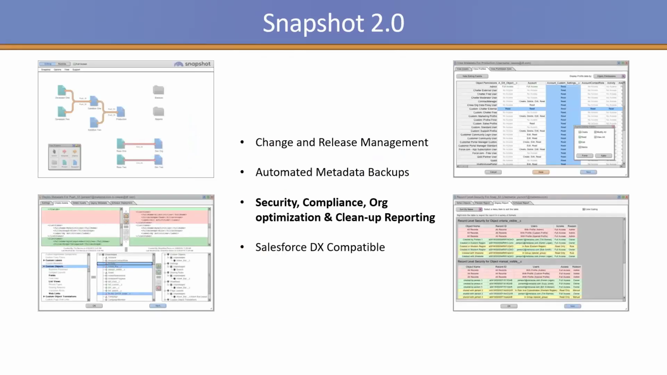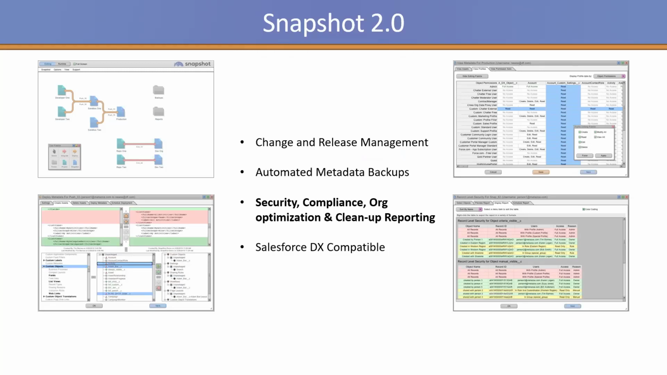So just really quick here, Snapshot is a comprehensive tool for change and release management. If you're trying to manage the releases of your Salesforce org, you're trying to migrate changes between orgs, Snapshot is a really comprehensive tool to do that. One of the things that Snapshot does is automated metadata backups. Snapshot can run automatically on a schedule and take backups, or you can go in and manually take backups whenever you want. And these will take complete and thorough backups of the entire set of metadata for your org.